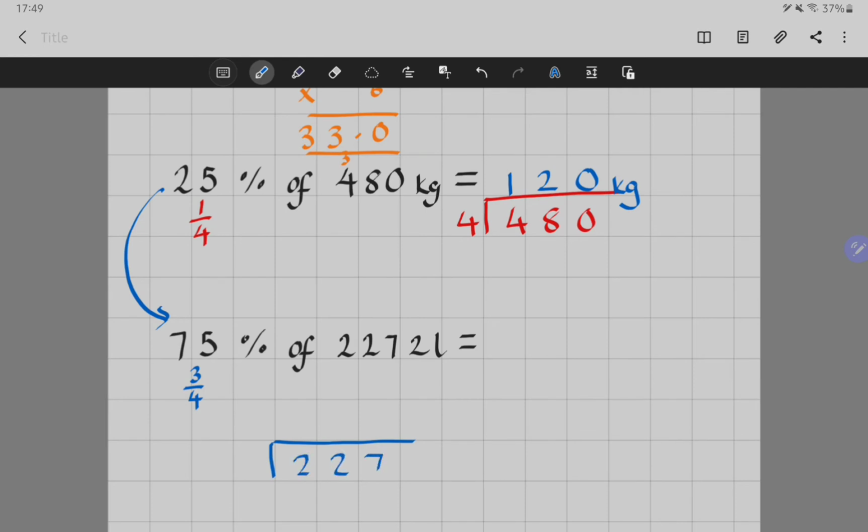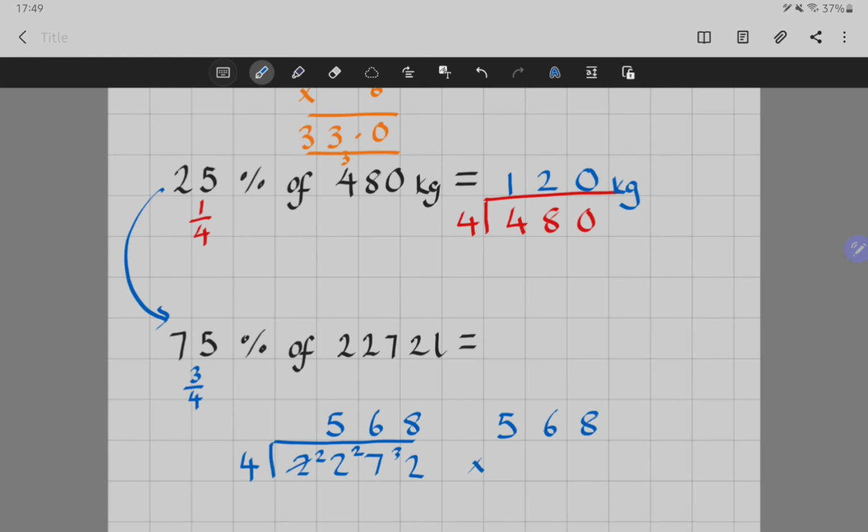So 2,272 divided by 4. 4 into 2 is too big. 4 into 22 goes 5 times with 2 left over. 4 into 27. Well, it's not going to go exactly, as close as I can get, 24, 6 times. That leaves me with 3 left over. 4 into 32 goes in 8 times. Now that's not my answer, that's only 1/4. I need to find 3/4.